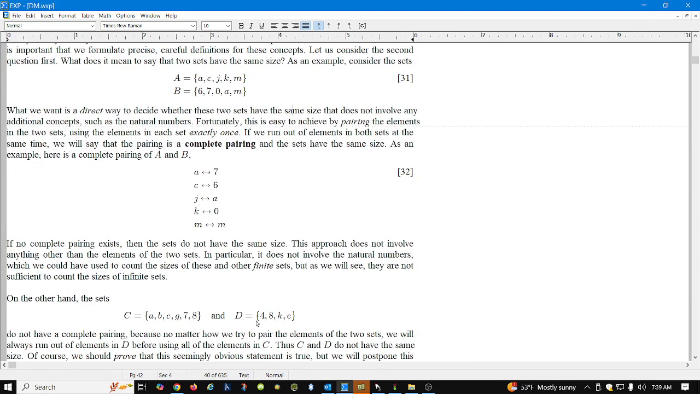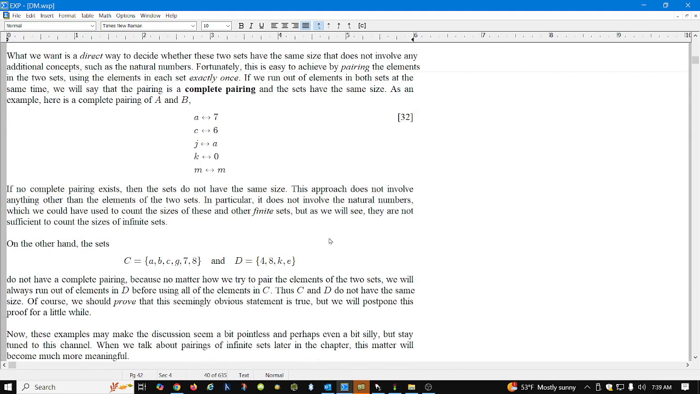These two sets, C and D, do not have a complete pairing. Intuitively speaking, it's pretty obvious, no matter how you try to pair the elements, never using an element more than once, you're going to run out of the elements of D before you've used all the elements in C. Now, strictly speaking, we should come up with a proof, even though it seems quite obvious, and I will do so later on, in a little bit more indirect manner.